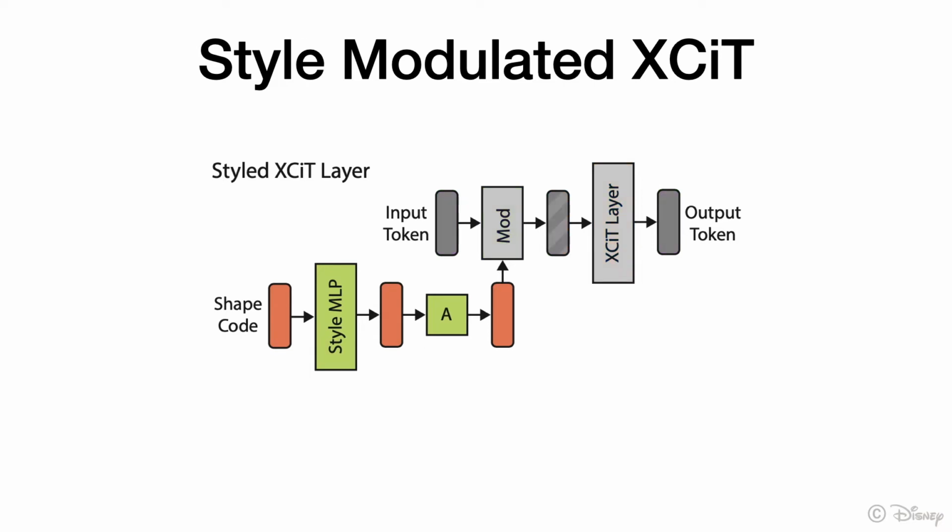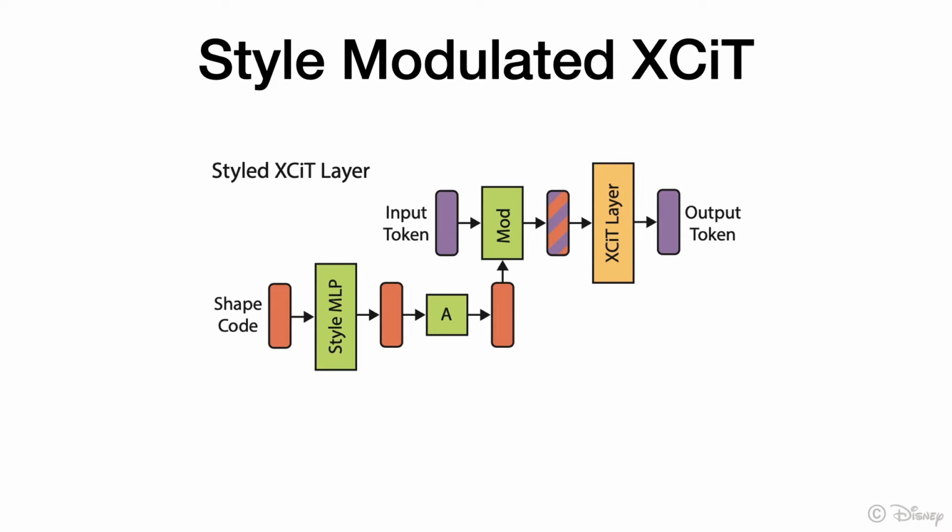A style MLP maps an input shape code into a style code of the same size. Each input is then individually modulated by the style token via multiplication of corresponding feature positions. The intended effect is to emphasize or suppress a subset of features of the input token, as guided by the style code at a particular layer of the transformer block. The set of modulated tokens is then fed through a standard XCiT transformer block. This is the block which is responsible for processing each token and exchanging information across the different tokens using self-attention.